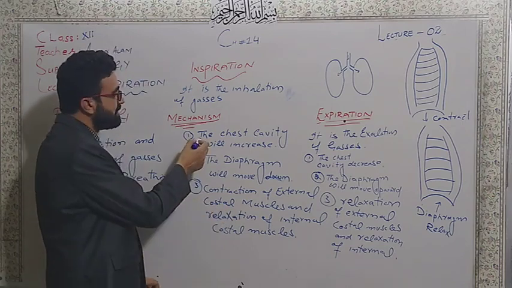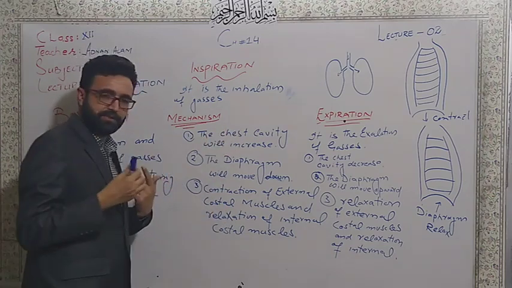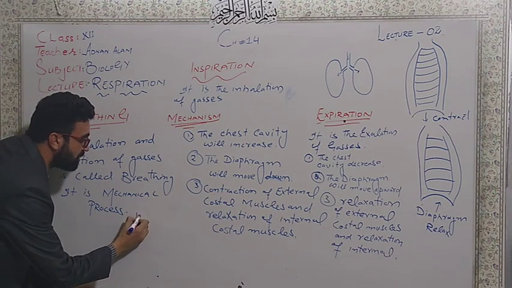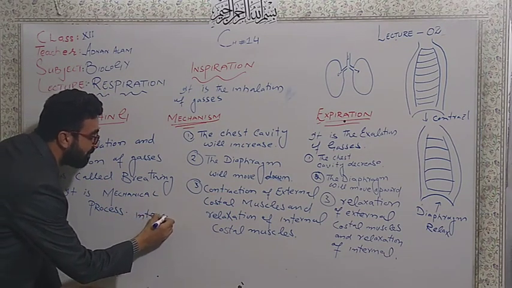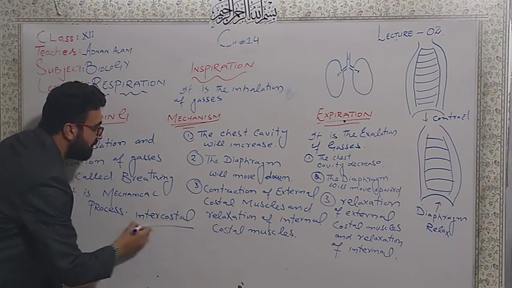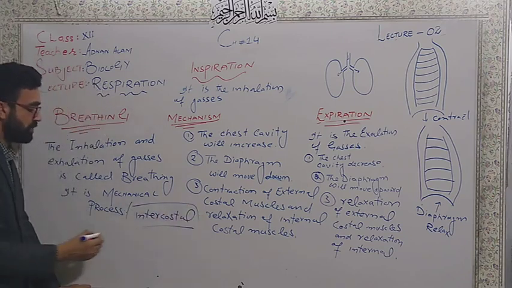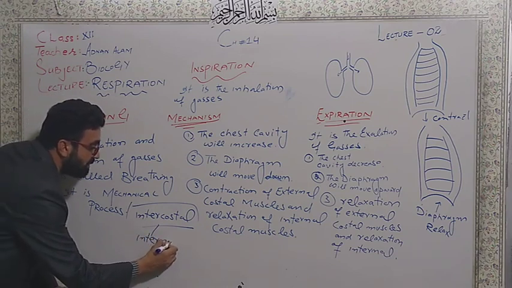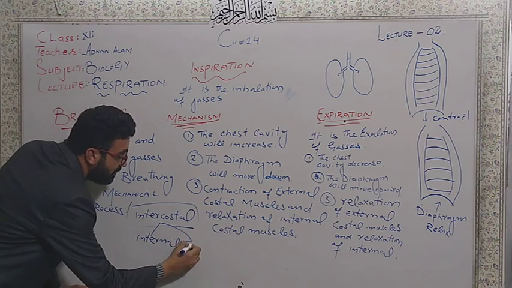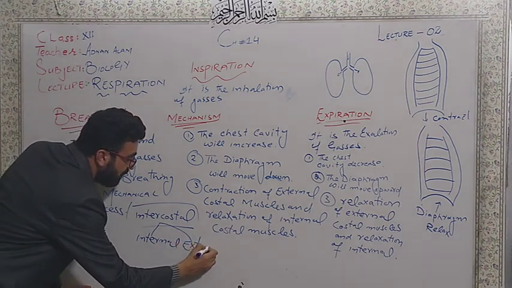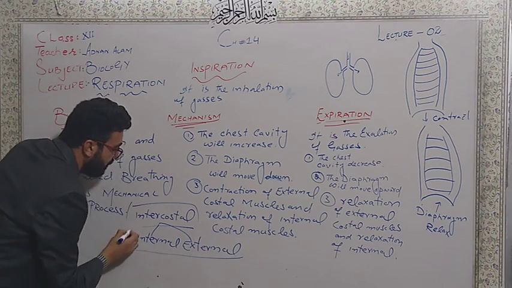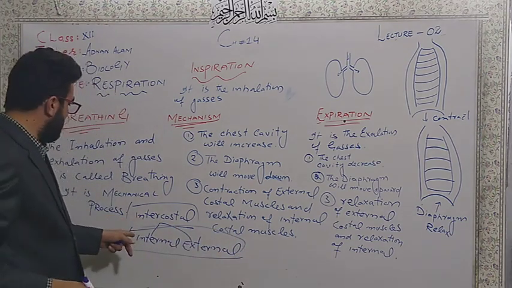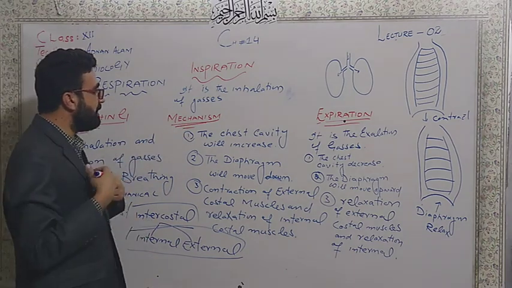The mechanism is that the chest cavity will increase. The chest cavity has muscles which are called intercostal muscles. Intercostal muscles are present between the ribs, and there are two types of intercostal muscles, internal costal muscles and external costal muscles, which always work antagonistically. The chest cavity will increase.